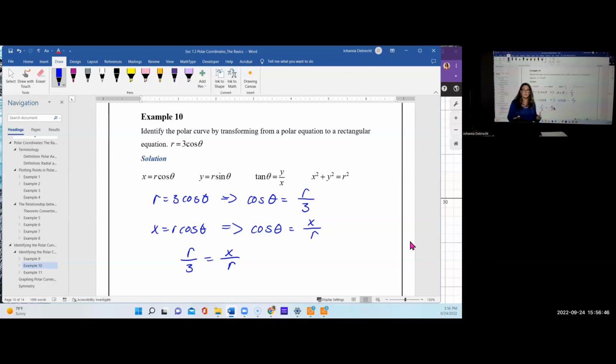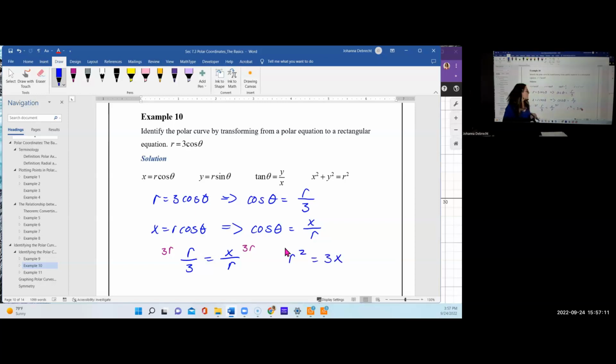Now I can multiply both sides by the lowest common denominator, which is 3r, or if you want to think of it like a proportion, you can cross multiply. Whichever way that you want to think about doing this, whether you multiply by the LCD on both sides or you cross multiply, you should end up with something that looks like r squared equals 3x, right?